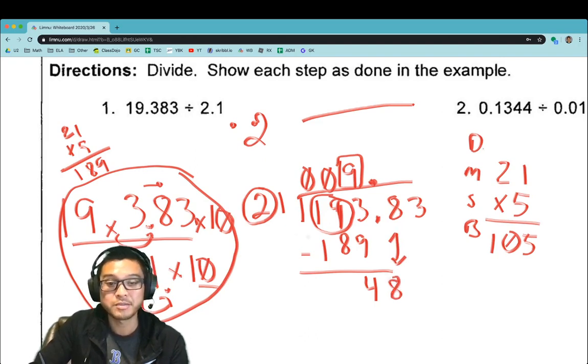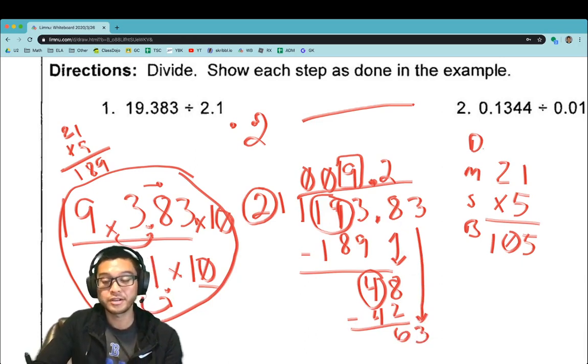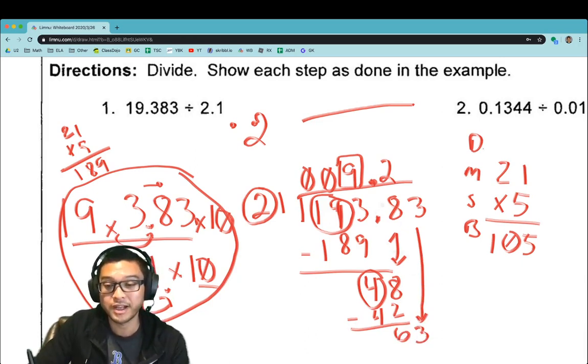So now same strategy, right? 21 times what's going to give us 48? I see a 2 and a 4, so I'm going to guess 2. I'm going to try 2. So 21 times 2 is going to give me 42. Subtract again, remainder of 6. Bring down the 3. I like to show the arrow. If you guys can show that too, that'd be good. Just remember that you are bringing down numbers.